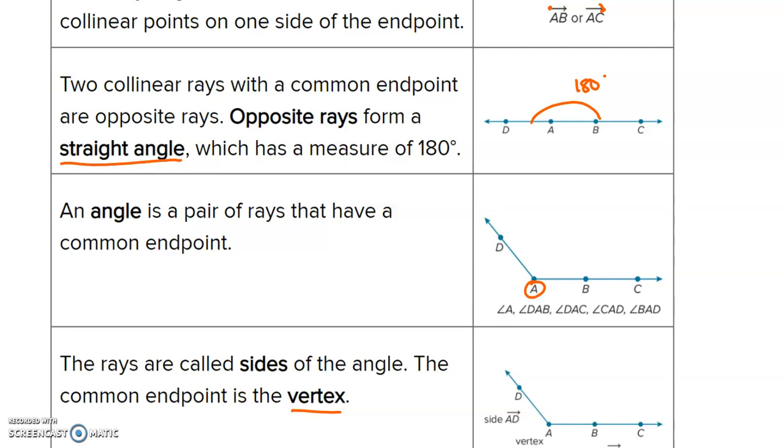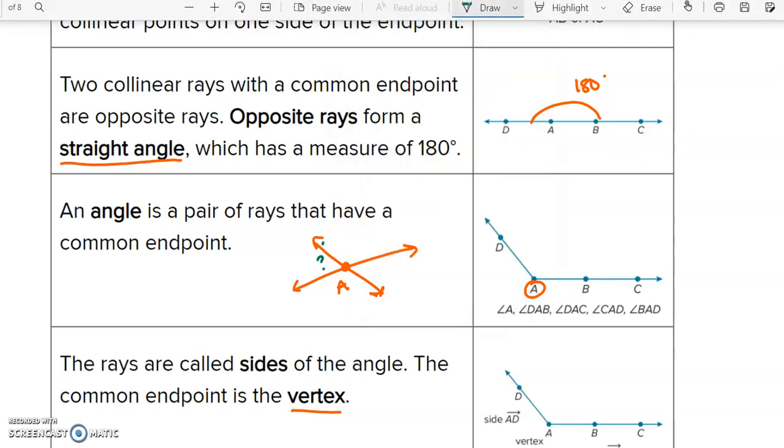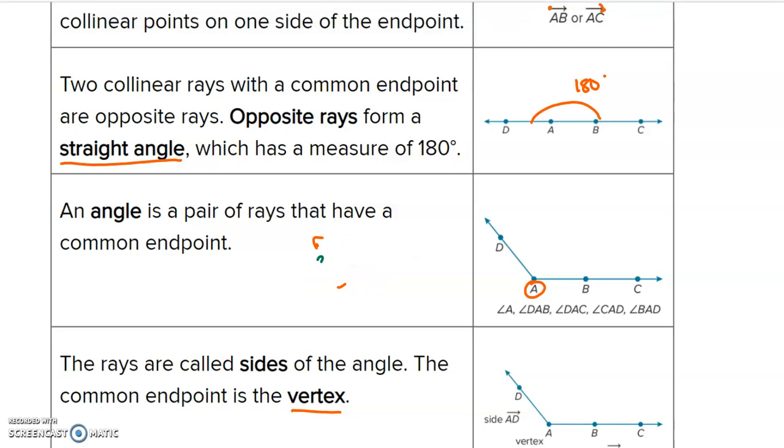That is not as common just because we might have a couple of different angles in some of our pictures. And if we name it angle A, we wouldn't know, are we talking about this angle? Are we talking about this angle? Are we talking about this angle? So we really only use the vertex to name it if it's the only angle using that vertex letter.